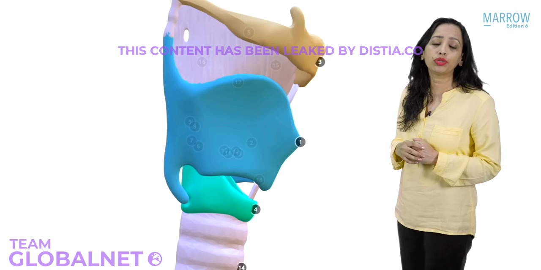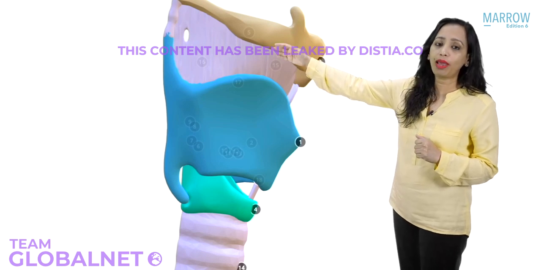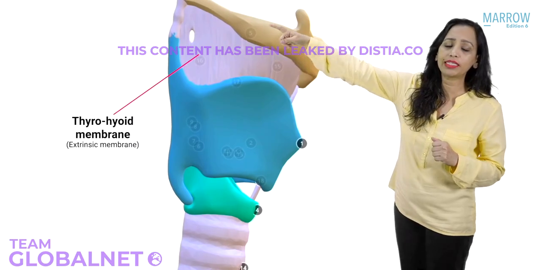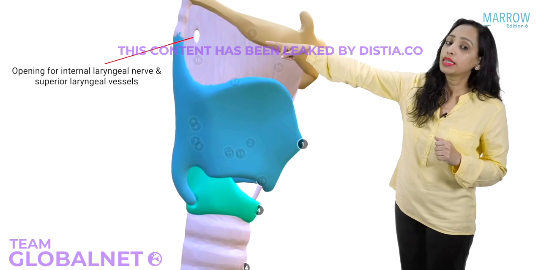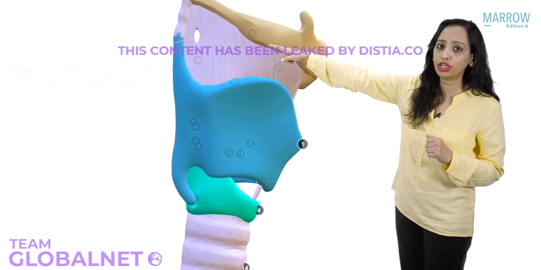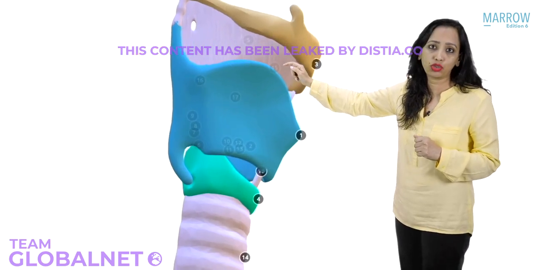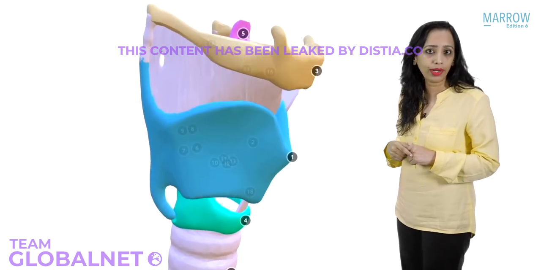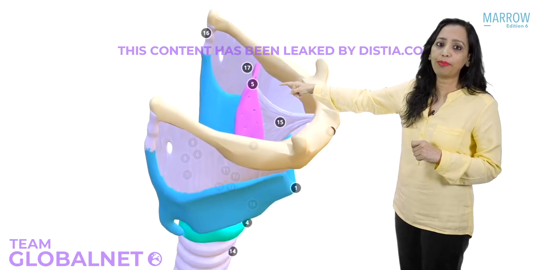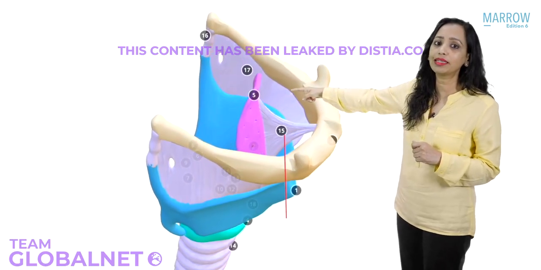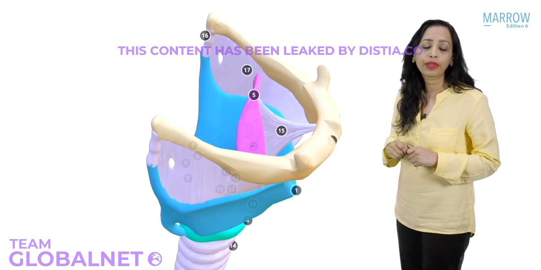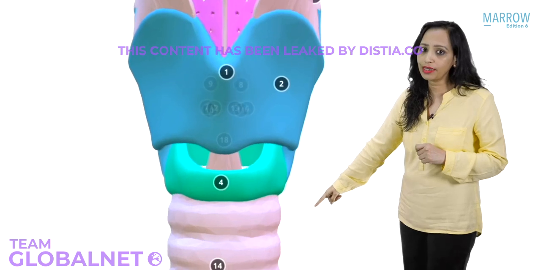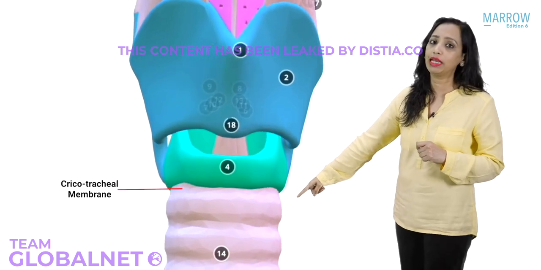Now coming to seeing anteriorly, yes, we have the extrinsic membrane in between the thyroid and the hyoid, the thyrohyoid membrane, and there we can see the opening for the entry of the internal laryngeal nerve and the superior laryngeal vessels. So this is one of the extrinsic membranes of the larynx. Now we have another extrinsic membrane, in between the epiglottis and the hyoid, the hyoepiglottic ligament. And coming down in between the cricoid and the trachea, we have the cricotracheal membrane.